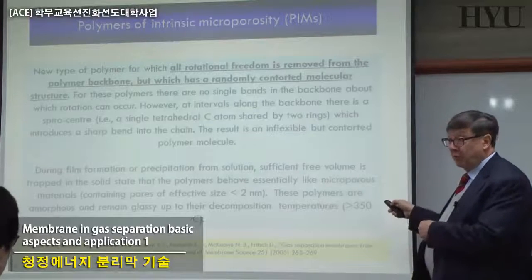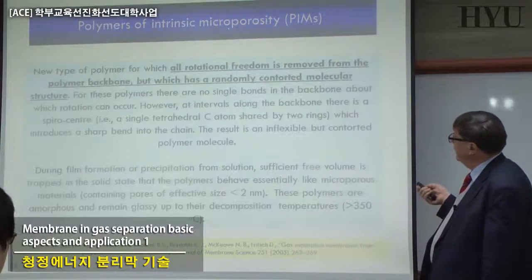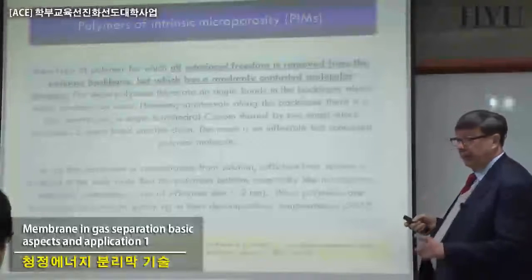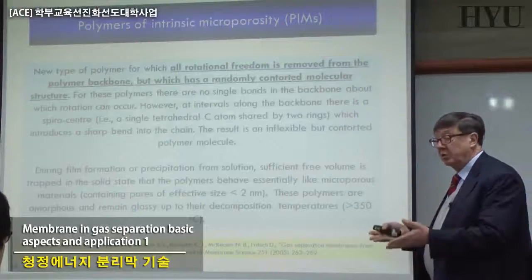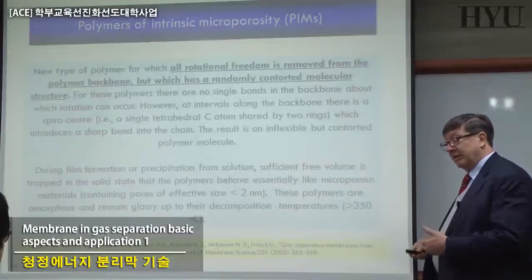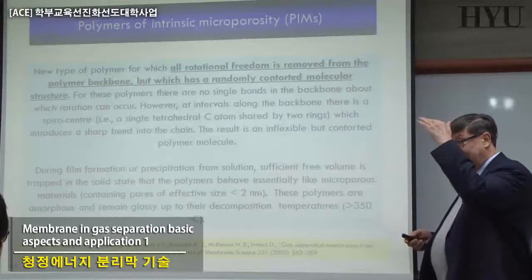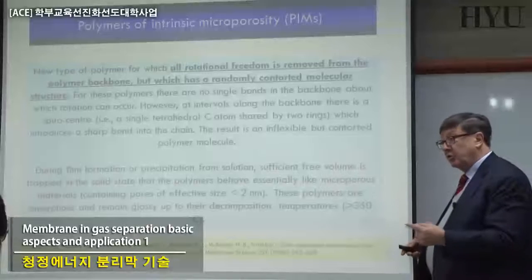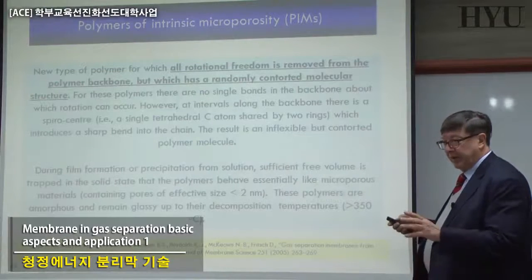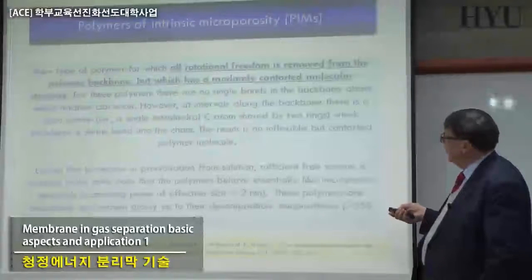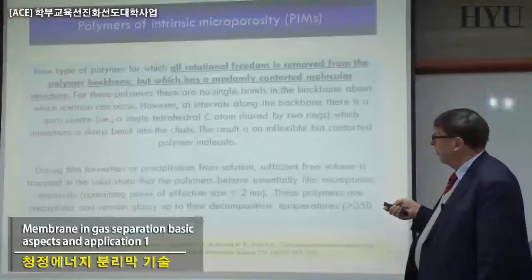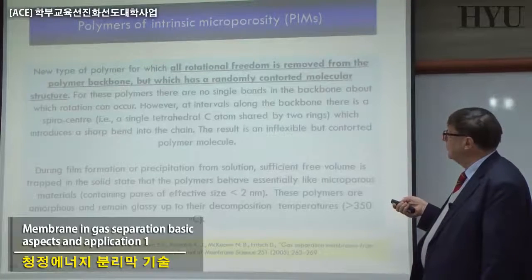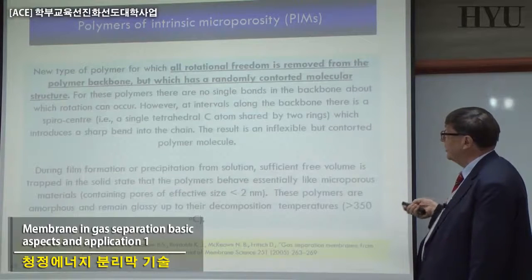A totally different approach, as we were showing before, is the one that you can have today with these polymers with intrinsic microporosity. In the previous case, we are inducing microporosity by thermal treatment of our polymers at very high temperature, and only a few polymers can have this transformation, whether these thiazole groups are present or not. The situation here is different. You have a family of polymers where all rotational freedom is removed from the polymer backbone, but which has a randomly contorted molecular structure.